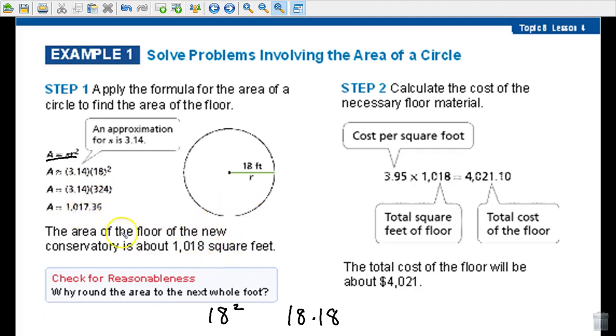But you can't have 0.36 of a floor. So they say it is about 1018 square feet. So then we take this 1018 square feet and we multiply it times 3.95.